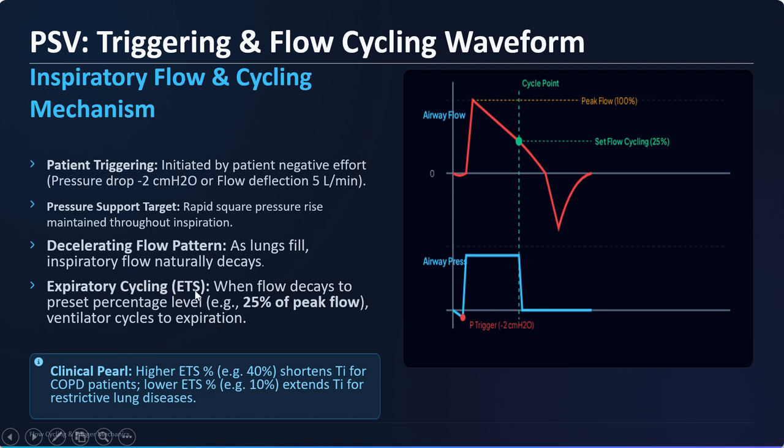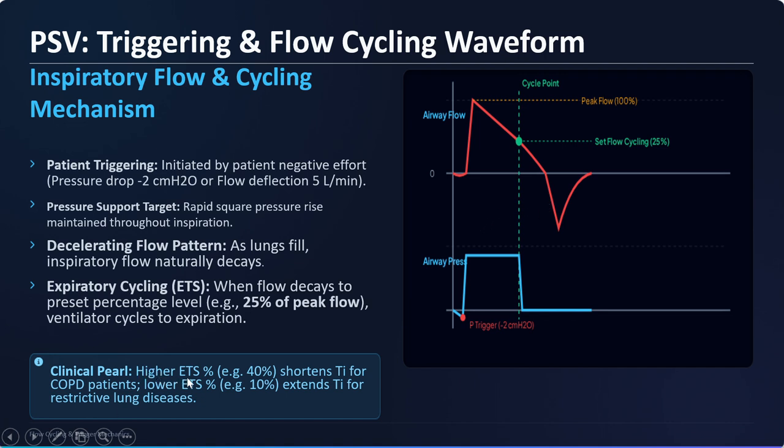And expiratory cycling, expiratory triggering sensitivity. In this case, when the patient's flow decays to the preset percentage, 25% of the peak flow, the patient cycles and starts expiration. Here the flow is decreasing. If it decreases to 25%, the patient will start expiration.